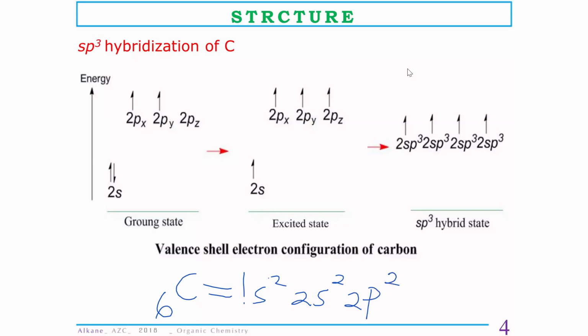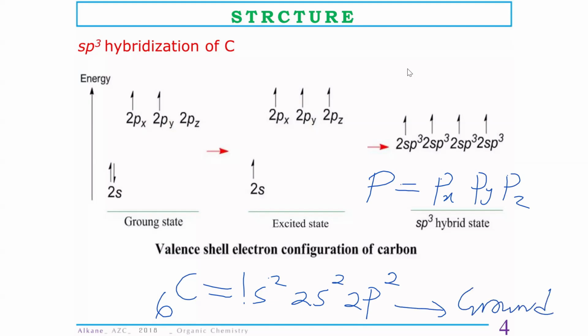And of course, the p orbitals from our basic knowledge are divided into 3 subshells. We have px, py, and then pz. So it means that this is in the ground state. At the ground state, the px has 1 electron, the py also has 1 electron, but pz has 0 electrons in the ground state. So that is why, if you look at it here, this is the energy and this is the ground state.